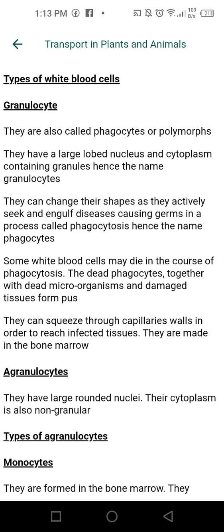Some white blood cells may die in the course of phagocytosis. The dead phagocytes, together with dead microorganisms and damaged tissues, form pus. They can squeeze through capillary walls in order to reach infected tissues. They are made in the bone marrow.